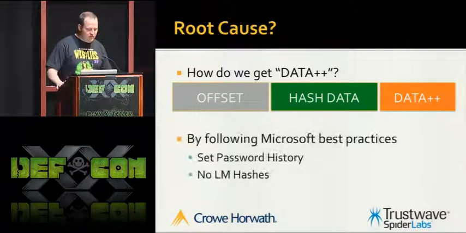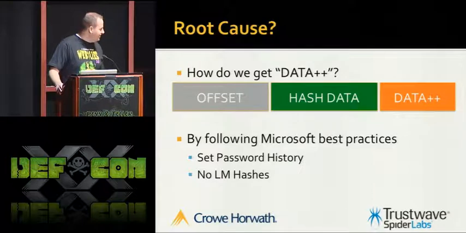So really the only two things you need to do to cause hash corruption for any particular user or set of users on a system is to enable password history and not have an LM hash for that user, which is, oddly enough, a really common thing. Yeah, in enterprise today, that's a Microsoft best practice, which I think is kind of funny. But it's something that if you're an enterprise, you do.